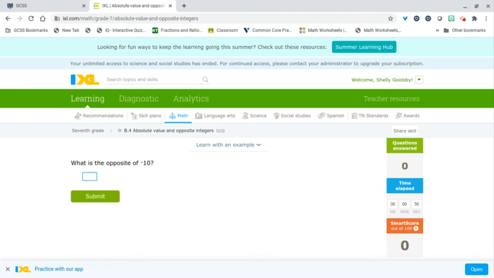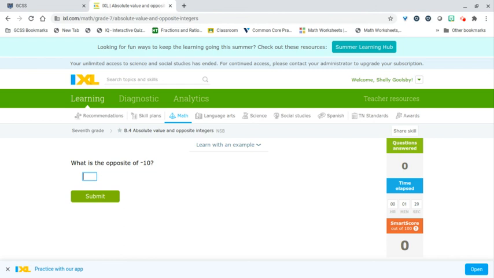All right, guys. So today we're going to work on B4 on IXL, and that is the absolute value and talking about opposite integers. Absolute value is describing the distance from zero. So they're not asking us this question, but they're asking us right now what is the opposite of negative 10? Well, what's the absolute value of negative 10? Well, how far is negative 10 from zero? Negative 10 is 10 spots from zero.